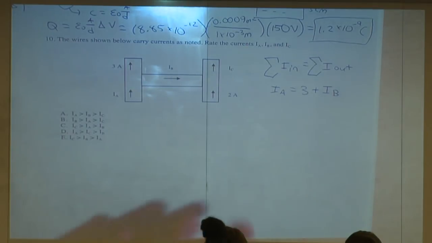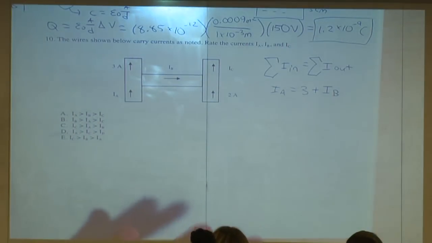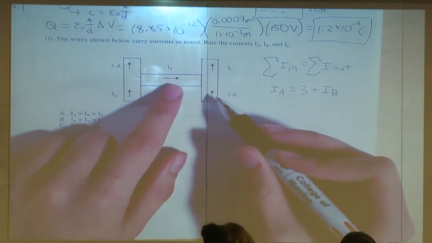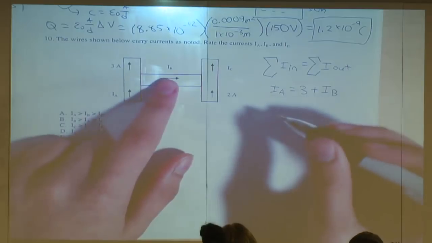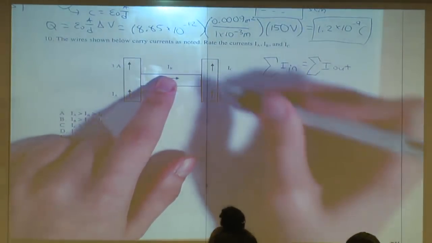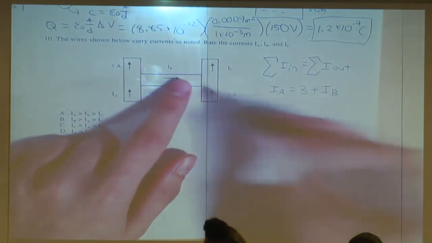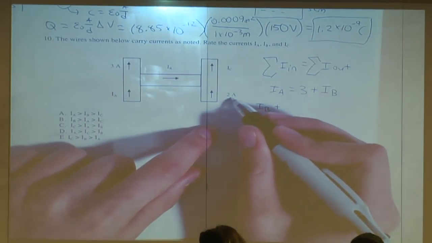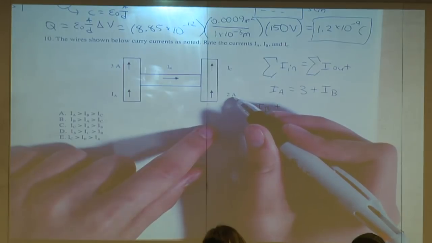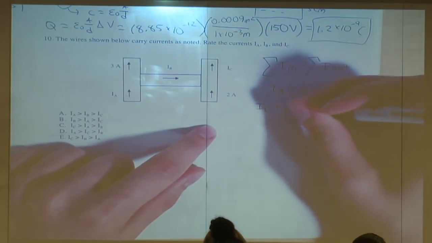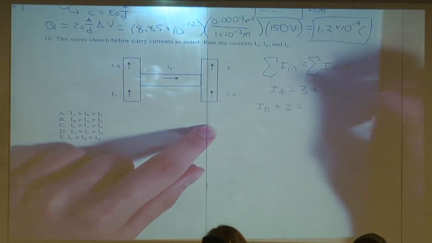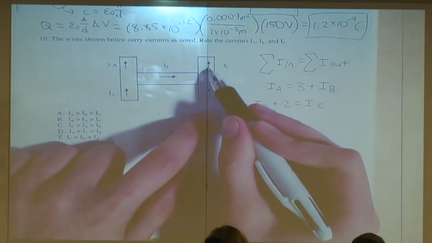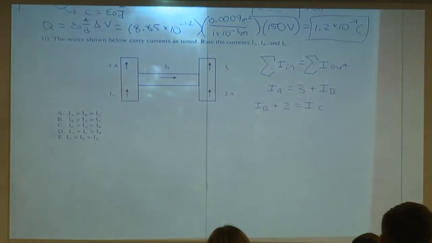Okay, so now let's look at IC. IB and 2A to me look like they're going in. So I'm going to write IB plus 2. I'm just going to write 2 because writing 2A can be confusing, since that A is just a unit. So I'm going to say IB plus 2 equals IC. So these two are going in, and then IC is going out. So that's how you would go about doing this one.